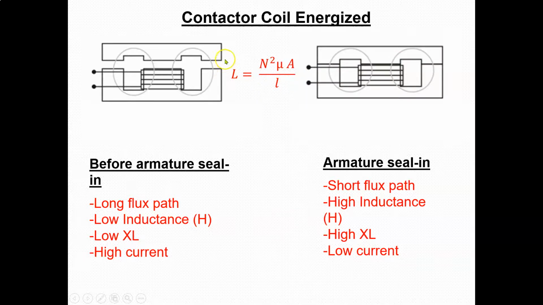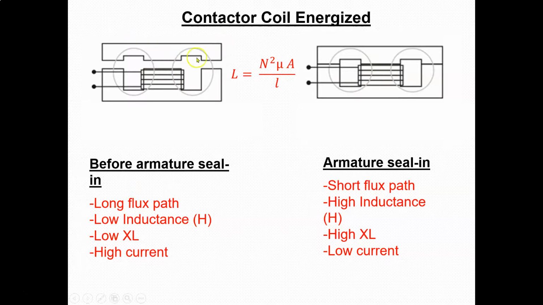Which means my flux path is now diminished and almost gone, which means my inductance is going to increase, and as my inductance increases, my current is going to decrease, which is a good thing, because these coils don't like high current. If I get high current in those coils, they're going to burn out.